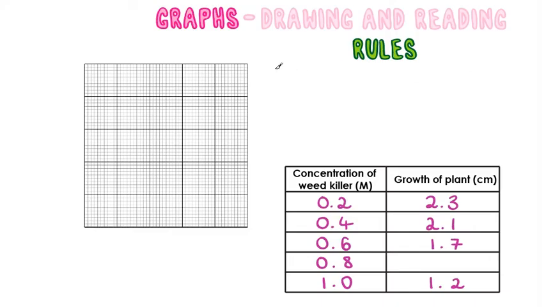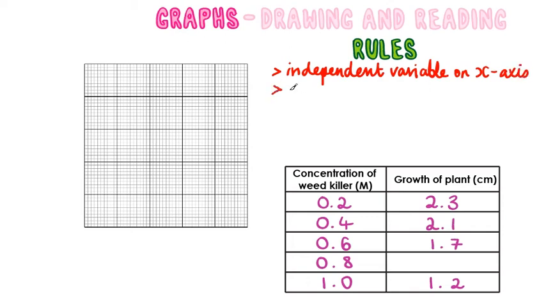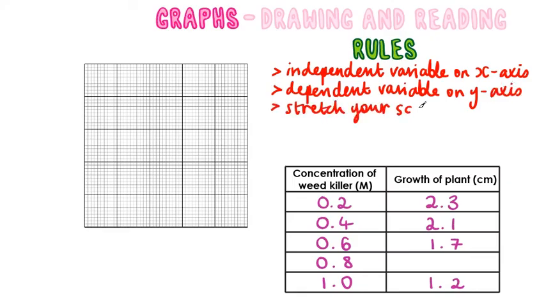Here are the rules for drawing graphs. The independent variable should always go on the x-axis. This is the thing that changes, while the dependent variable should always go on the y-axis. This is what you record. You should also make sure that you stretch out your scale to use up as much of the paper as possible, and you should give labels with their units.